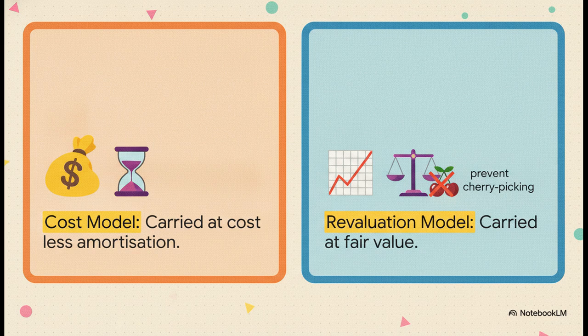For your exams, just summarize the key differences like this. The cost model is your reliable baseline. You just carry the asset at cost minus accumulated amortization and impairment. The revaluation model, however, carries it at fair value. But there's a catch. If you choose this model, all other assets in that class have to follow suit, so you aren't just cherry-picking the winners. And that's assuming an active market even exists in the first place.